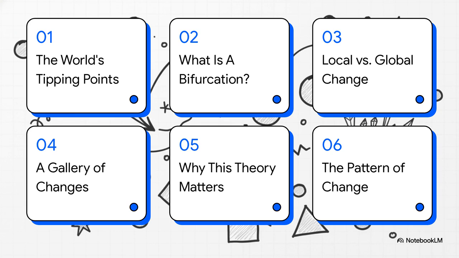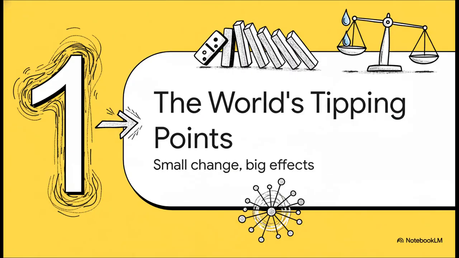All right, so here's how we're going to break this down. First, we'll talk about something we all kind of get. Tipping points. Then we'll put a real name on it. What exactly is a bifurcation? We'll look at its two main flavors, local versus global, and check out some cool examples. And finally, we'll get to the big question. Why does any of this matter? Let's dive in. Okay, first up, the world's tipping points.